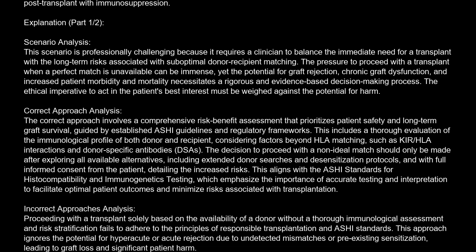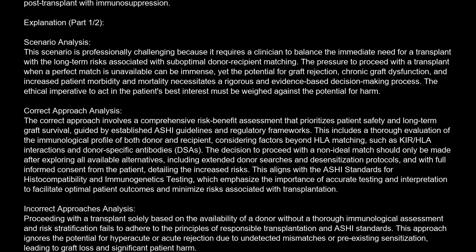The correct answer is B. Proceed with transplantation immediately, as the 6/6 HLA match is the most critical factor and DSAs can be managed post-transplant with immunosuppression. Explanation. Scenario analysis. This scenario is professionally challenging because it requires a clinician to balance the immediate need for a transplant with the long-term risks associated with suboptimal donor-recipient matching.